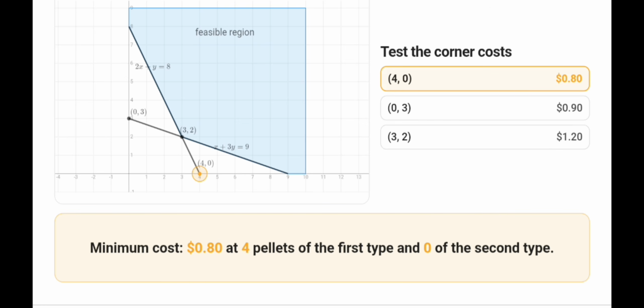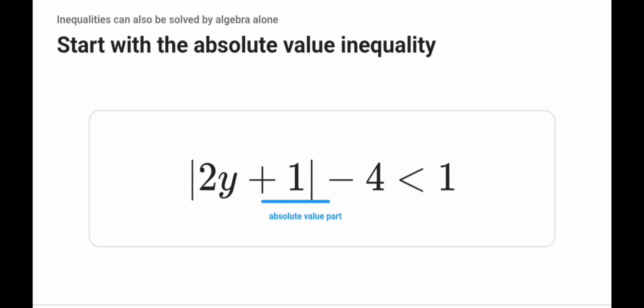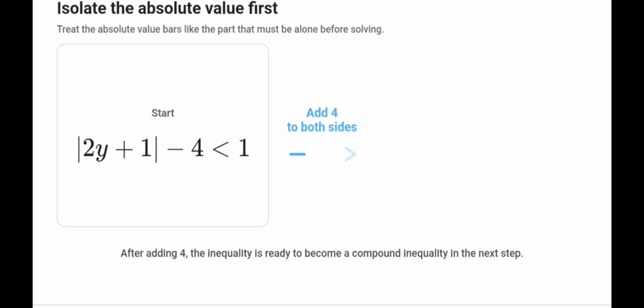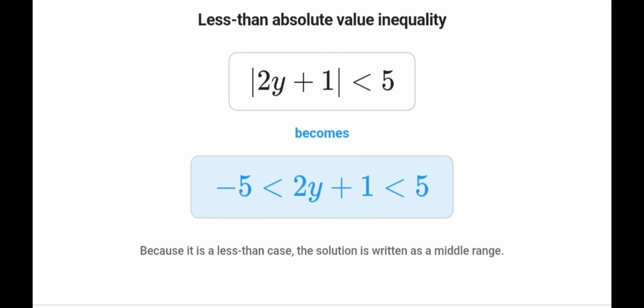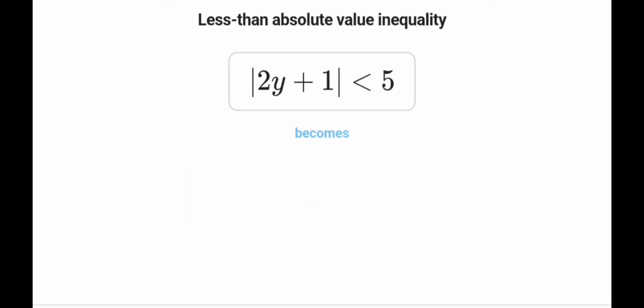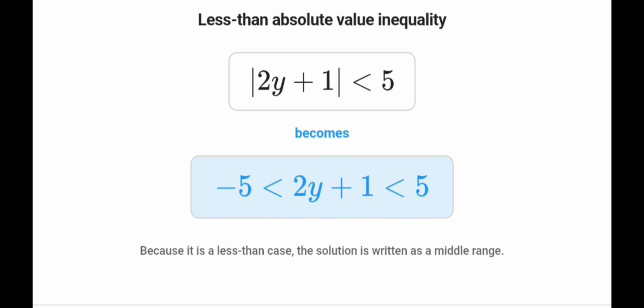Inequalities can also be solved by algebra alone, as in the absolute value inequality: the absolute value of 2y plus 1 minus 4 is less than 1. The absolute value part must be isolated first. So adding 4 to both sides gives the absolute value of 2y plus 1 is less than 5. Because this is a less than absolute value inequality, it becomes the compound inequality negative 5 is less than 2y plus 1, which is less than 5.